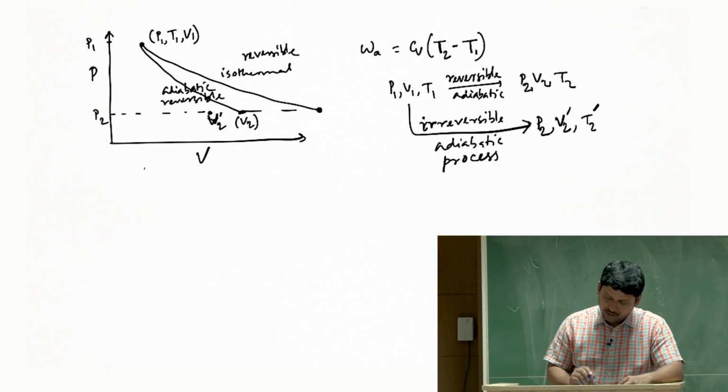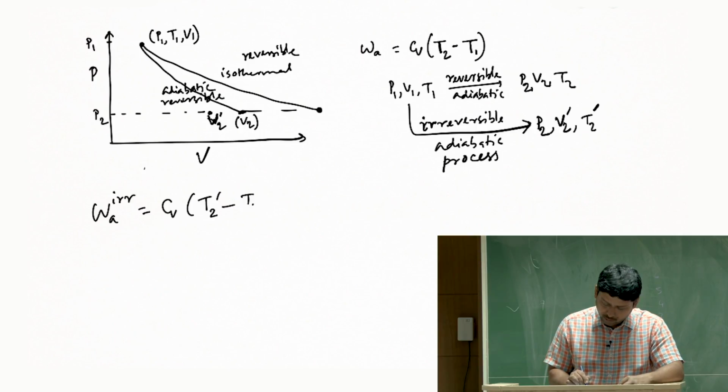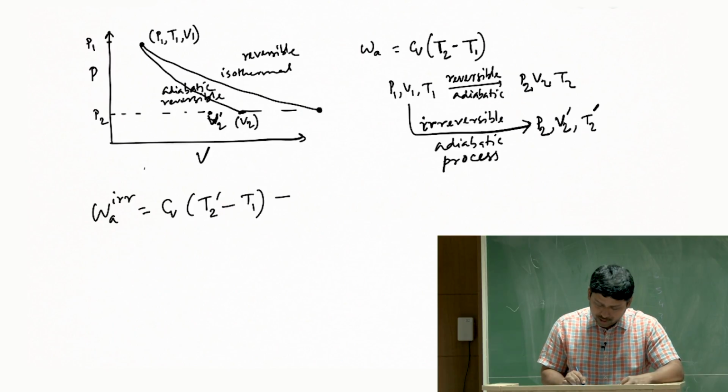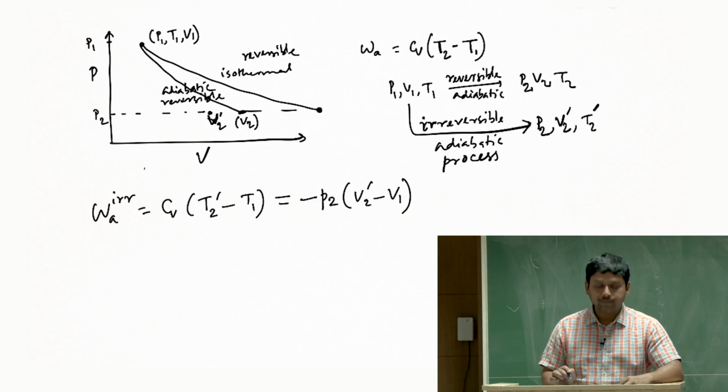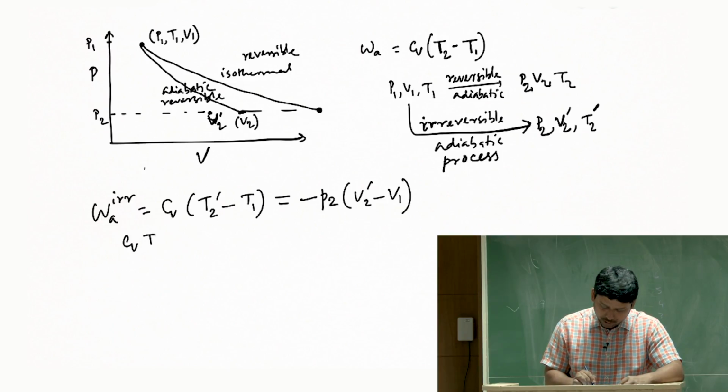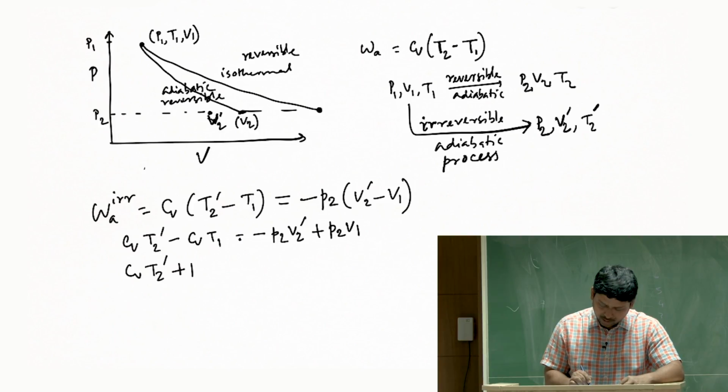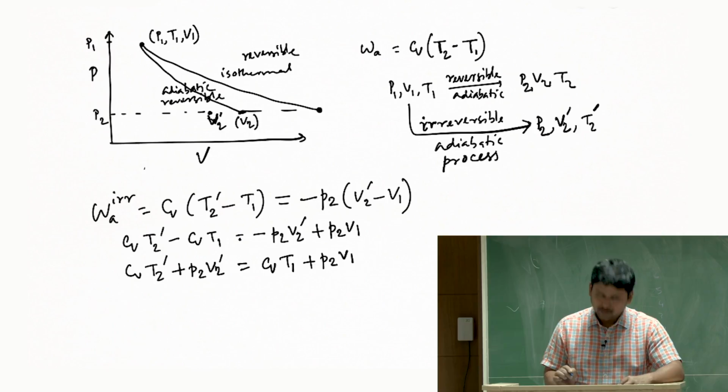Okay. So, let us first start with the calculation of adiabatic work done, and we know that the adiabatic irreversible work done will be Cv (T2 prime minus T1), which is of course the same as minus P2, which is the final pressure, times (V2 prime minus V1). Now, if we write down the equation, it will be Cv T2 prime minus Cv T1 equal to minus P2 V2 prime plus P2 V1, and then we rearrange the equation. We will write Cv T2 prime plus P2 V2 prime is equal to Cv T1 plus P2 V1.